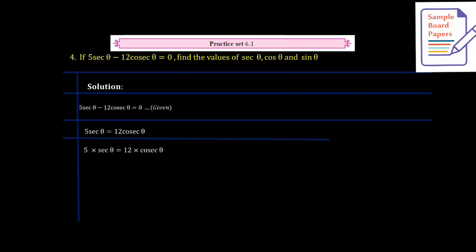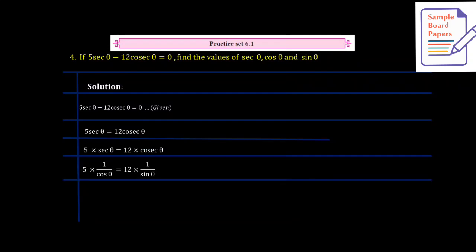Before that, we will take the reciprocal of sec. Now what is the reciprocal of sec? We all know the reciprocal of sec is cos and the reciprocal of cosec is sin. So substitute that value: 5 into 1 upon cos theta and 12 into 1 upon sin theta. Now next step, take sin and cos on the same side. So sin theta is in the denominator here. If it goes to the left hand side, it will come in the numerator. Similarly, 5 is in the numerator. So if it goes to the right hand side, it will come in the denominator. So we are getting sin theta upon cos theta equals 12 by 5.